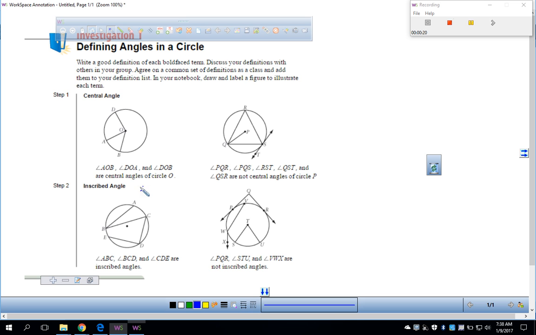Central angle. Yes, Anna. Angle from the radius? Yeah, from the center. Okay. A central angle. So a central angle is an angle in a circle with its vertex at the center. That's all it is. Okay.